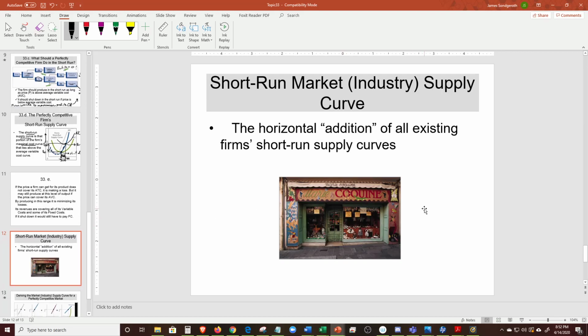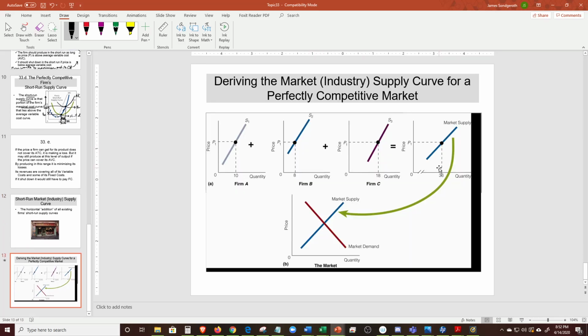Let's build a supply curve for the whole industry. And here we do a horizontal addition of all existing firms' short-run supply curves. What I'd like you to remember is that each of these supply curves is the marginal cost curve of the given firm. Marginal cost of A, marginal cost of B, marginal cost of C, and then this is a sum.